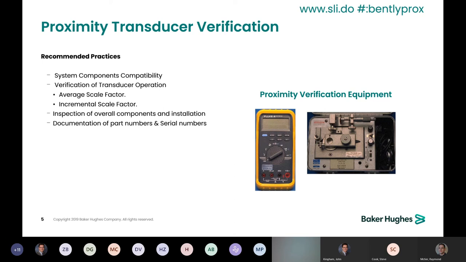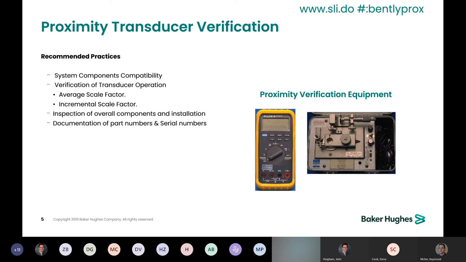The average scale factor is the change in voltage divided by the change in displacement for the linear range. Incremental scale factor indicates the incremental variances within the linear range of the proximeter. When a probe response is evaluated, it should show little deviation from the ideal linear response curve. The API 670 conventions have specifications for both the overall scale factors and the incremental variances.